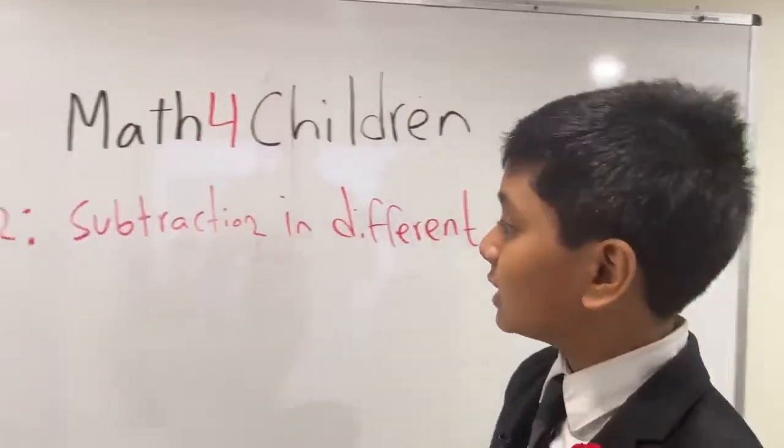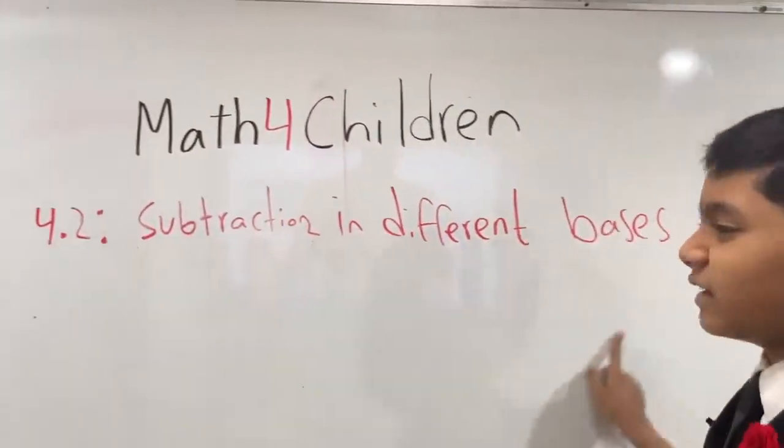My name is Professor Sabornu Isaac Bari from the Da Vinci Institute, South Africa, and today on Math for Children, we're going to be doing lesson 4.2, subtraction in different bases.